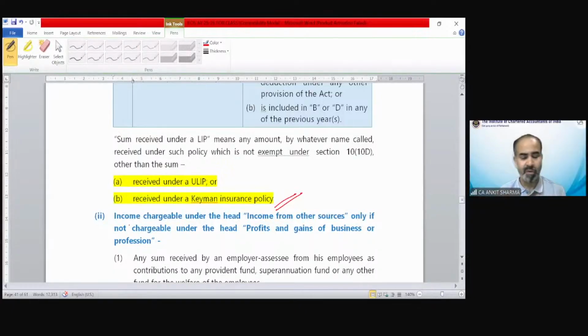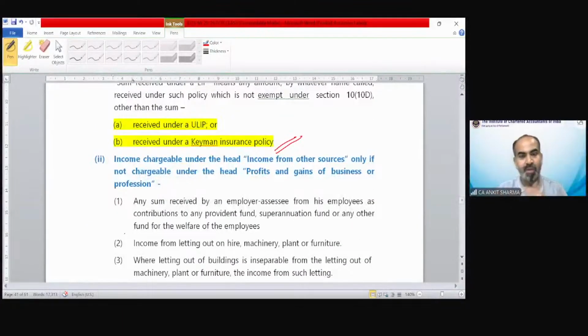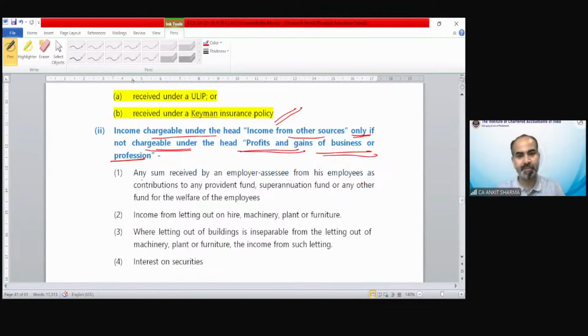The taxability of life insurance policy provision makes it slightly complex. So we will discuss all the provisions of life insurance policy in the next session, because we just want to continue the kind of provisions we are discussing in income from other source. There are some incomes under the head income from other source that are going to be taxable only if not chargeable to tax under the head PGBP. So the following incomes we are discussing are generally taxed under PGBP. But only if they are not taxed under PGBP are they going to be taxed under income from other source.